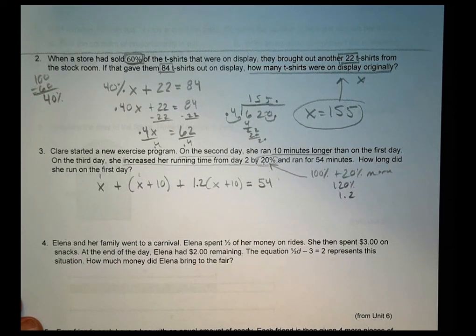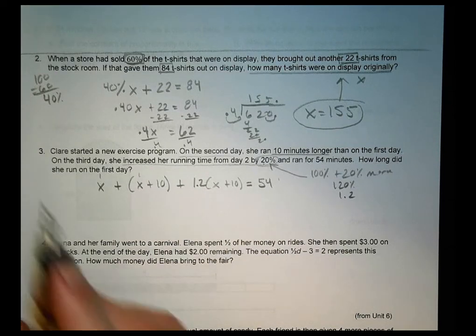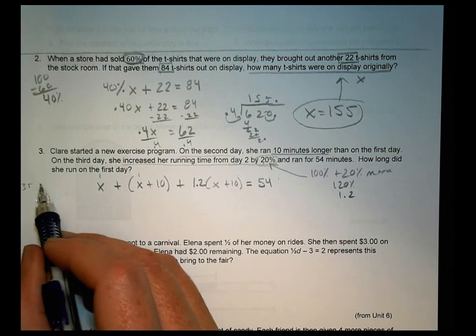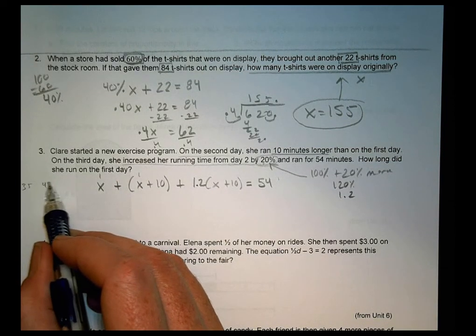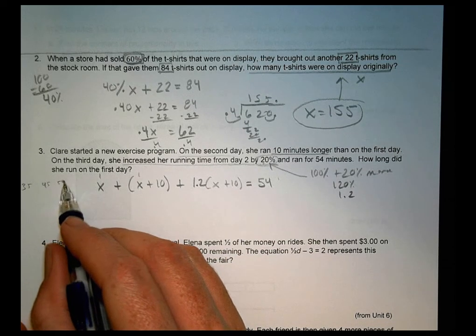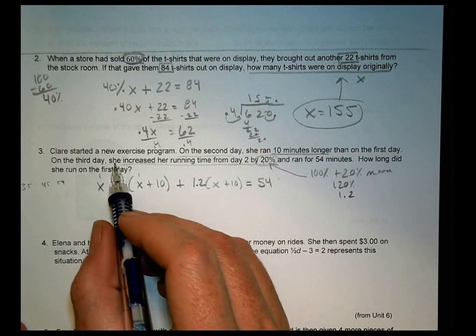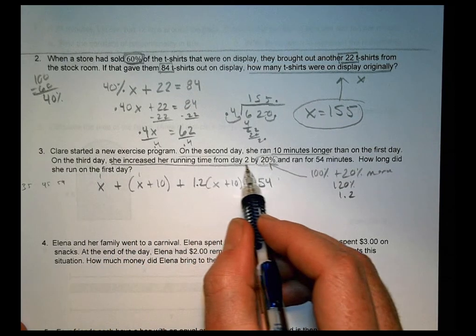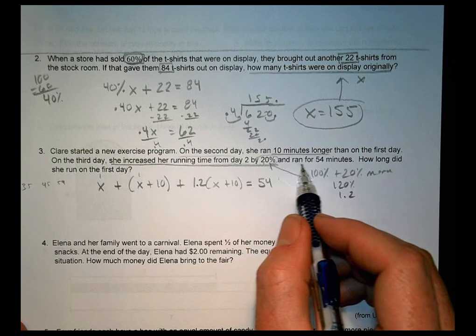Minus 10, 35. Okay, so double checking real quick. If I did 35 and I did 45, 45 times 1.2 would be 54. Okay. It just depends on how you read this last sentence. She increased her running time from day 2 by 20% and ran for 54 minutes.